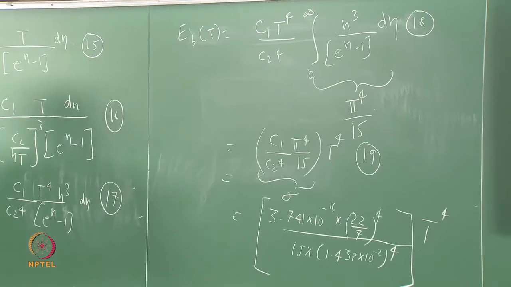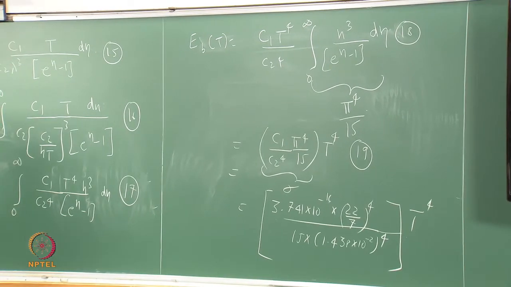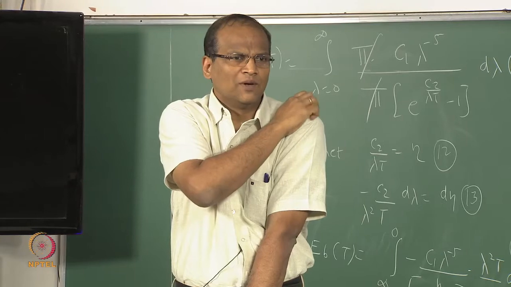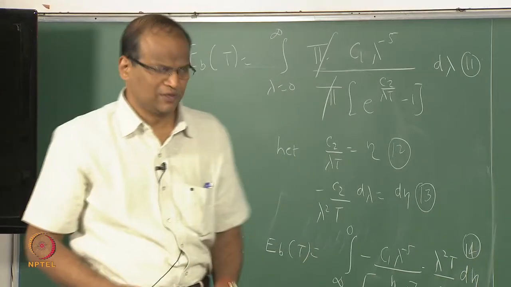Made it 10 to the power of minus 2, right? It was 1.438 times 10 to the power of 4 micrometer, but micrometer is 10 to the power of minus 6, so it becomes minus 2.